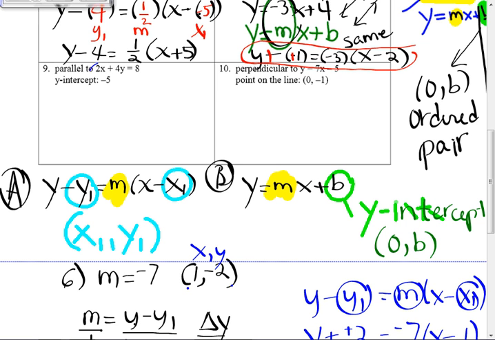This is a line in standard form. We have to change it to y equals mx plus b. So we have to solve for y. So I'm going to rewrite it. Now, what do I do when I solve for a letter? Those little calculators I have will do that for you.